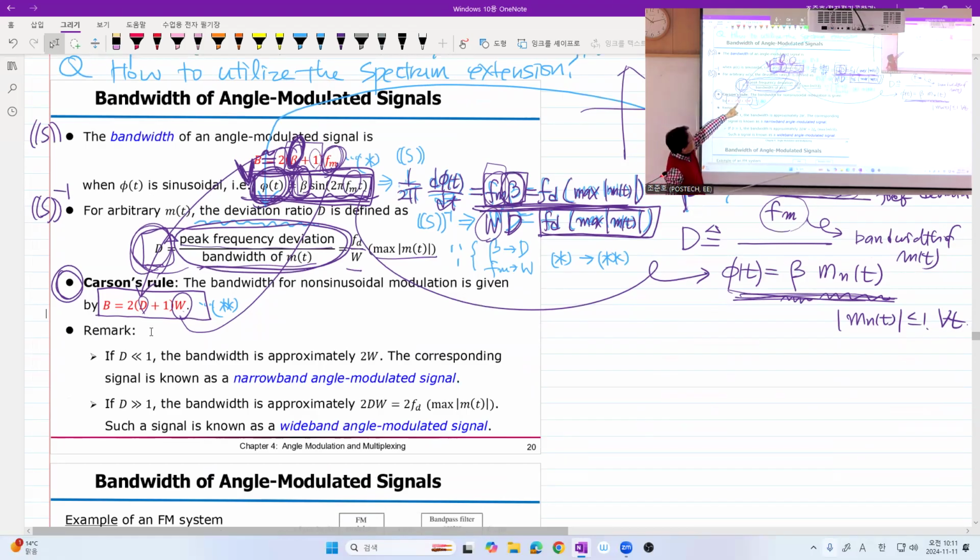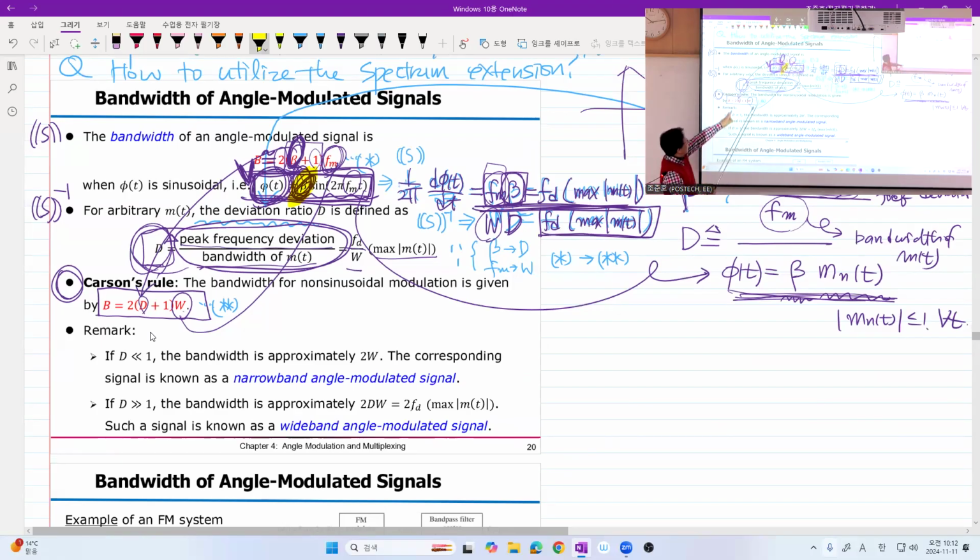Got it? And now let's relate this Carson's rule with what we already know. Suppose D is very small. What does that mean? Peak deviation is very small. So if you remember, beta is very small. You choose beta small, and you already know that you have narrow band FM or narrow band angle modulation. You are right. If D is very small, you have a narrow band angle modulated signal, and the bandwidth is just 2 times the bandwidth of the message signal, which is the same as the bandwidth of an AM signal, right?